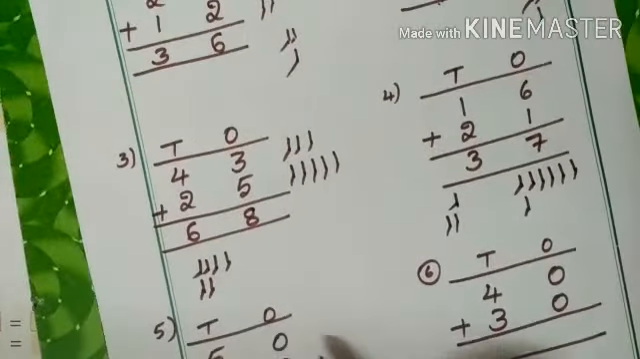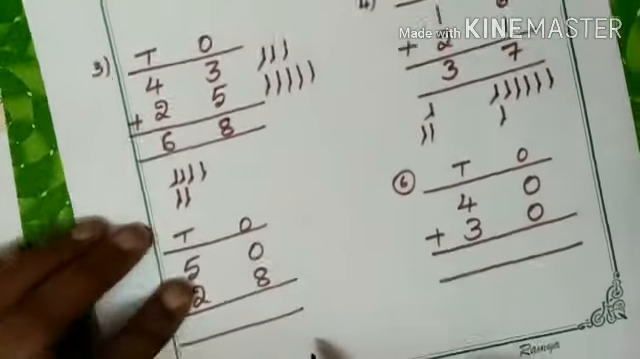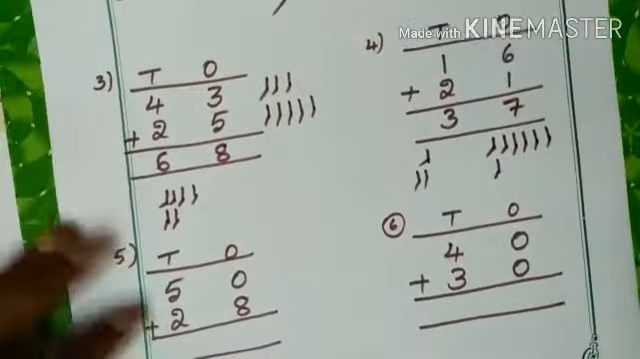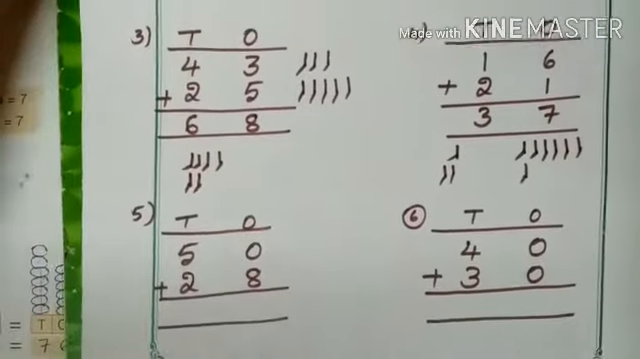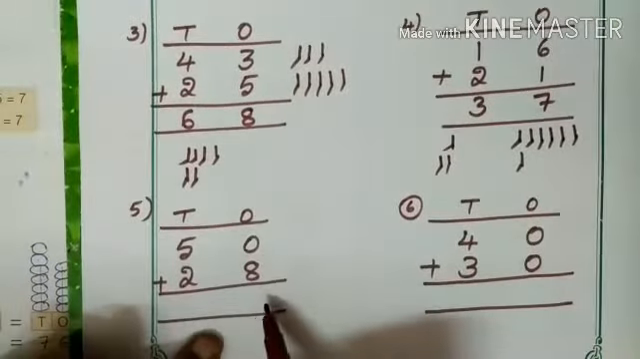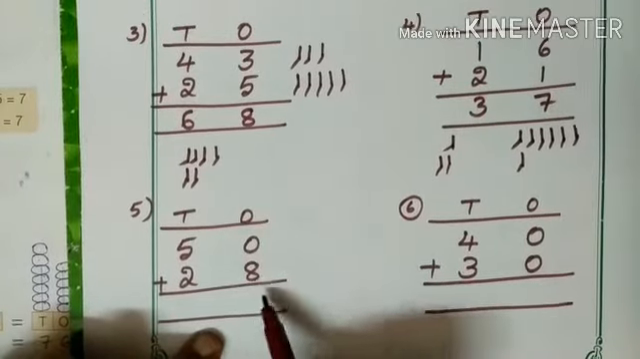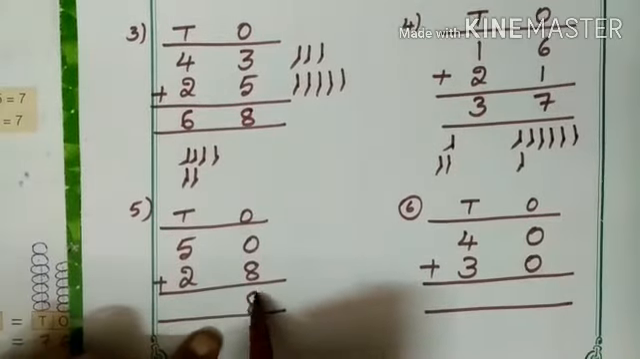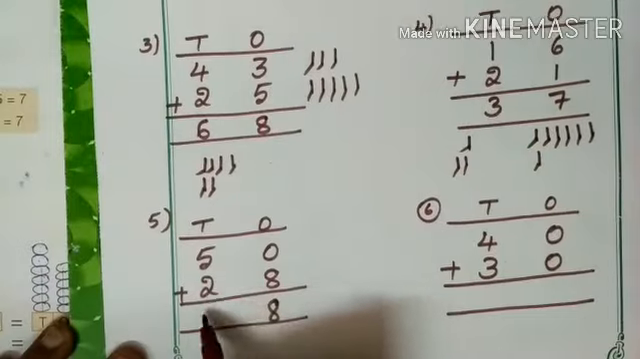Here 0. 0 means no need to write any numbers, and 8 means 8 only. If you are adding 0 to 8 we will get 8 only. Right here 8. Now 5 plus 2.